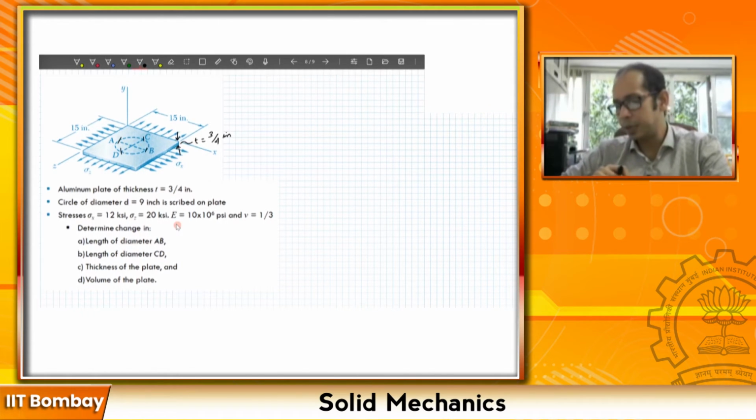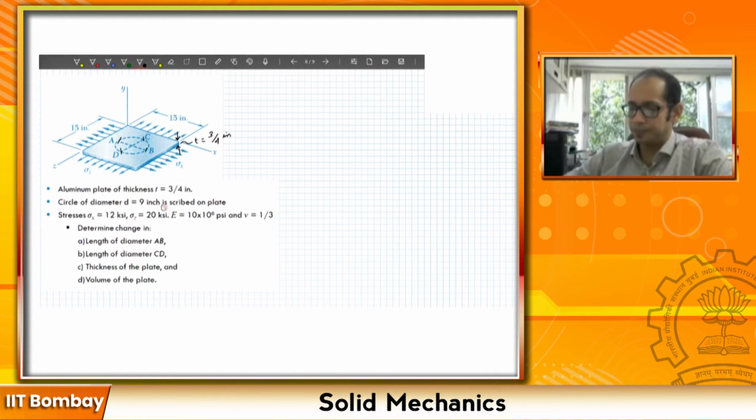The problem asks: what is the change in the length of the diameter along AB over here? Now, as you see in this figure, AB is along the x direction. So we have to find the change in length of the diameter AB, my delta AB, right? What is the change in the length of the diameter CD? CD is along the z direction over here, so we have to find my delta CD.